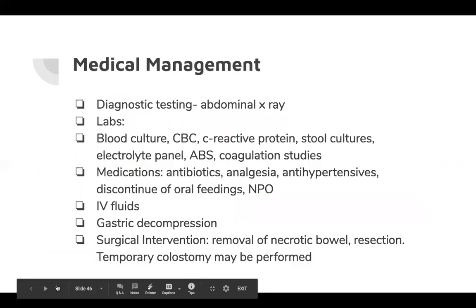You're going to be treating it with antibiotics. You're going to get your blood cultures first, correct? Antibiotics, IV fluids, resting of the bowel, NPO. They may need to go in and do a bowel resection or a temporary colostomy.